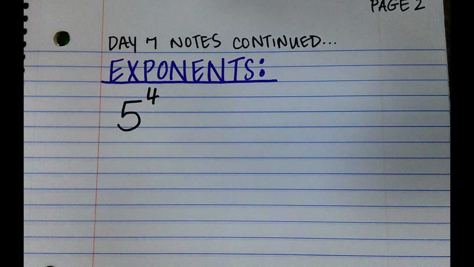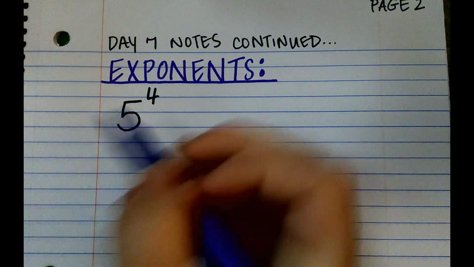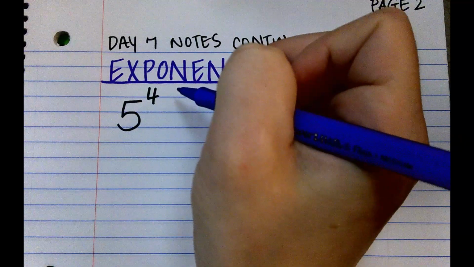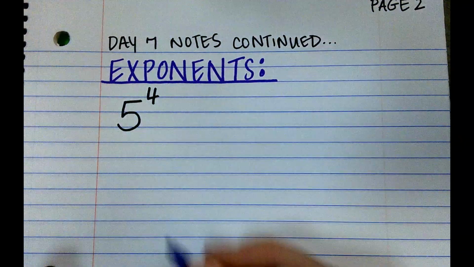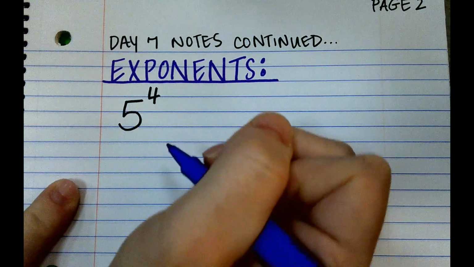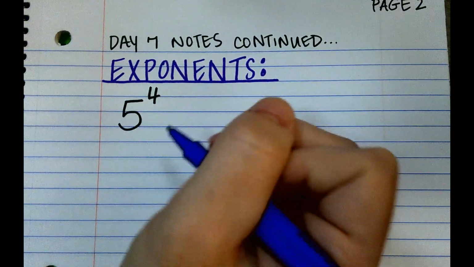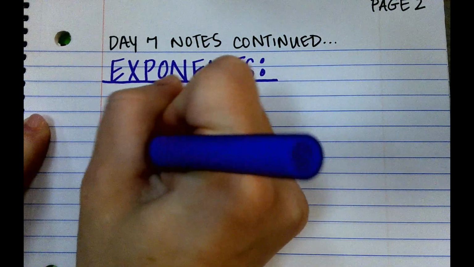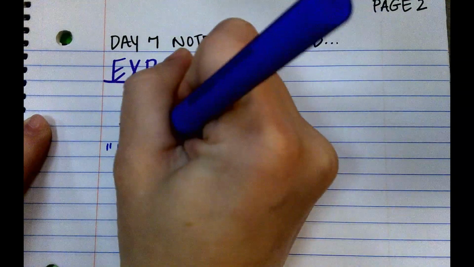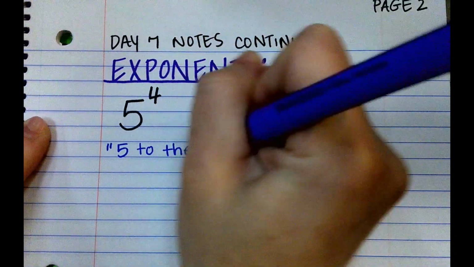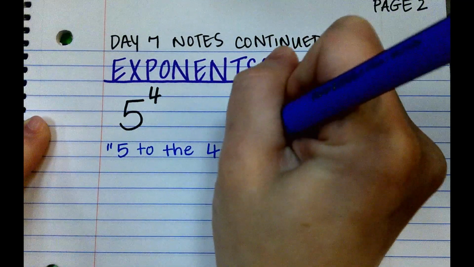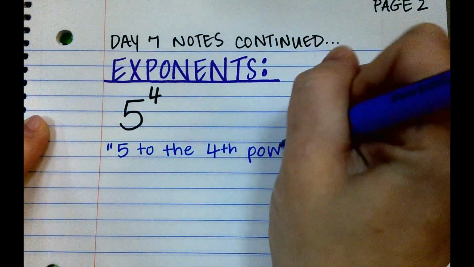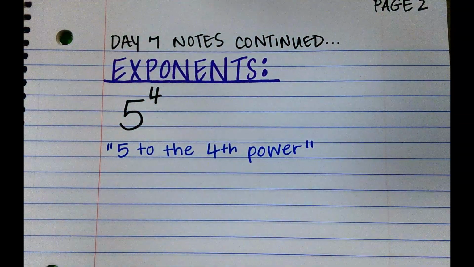The way that we would read this is not 5 times 4, but 5 to the fourth power. That's 5 times 5 times 5 times 5, four times. Yes, exactly. So I'm going to write here below: 5 to the fourth power. That's how we say 5 to the fourth power.